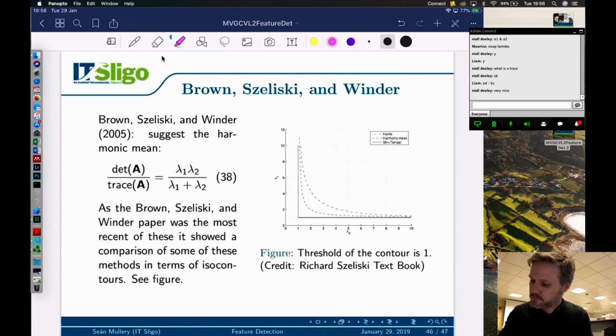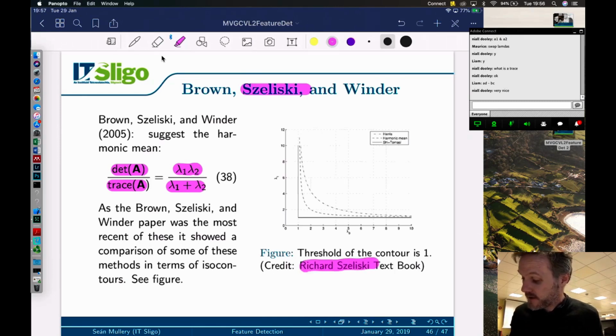That is important to be aware of. Now, this is Szeliski, the author of one of the textbooks that I've suggested to you, and he has a suggestion, which is the determinant divided by the trace, a thing called a harmonic mean. Basically, that's the two multiplied and then the two added together. Once again, this is computationally efficient because we can calculate the determinant and the trace very efficiently without having to calculate the eigenvalues. You'll see this in Szeliski's book, and it's from the paper mentioned here. He draws some contours.